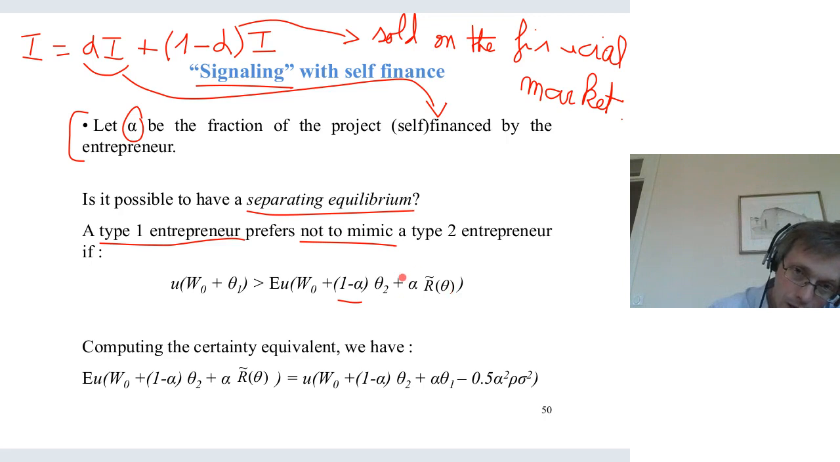But concerning the other part, in that case, the type 1 entrepreneur is going to obtain the true value. So this is related to a type 1 entrepreneur. And of course, in order to get rid of the utility function, we're going to consider the certainty equivalent.